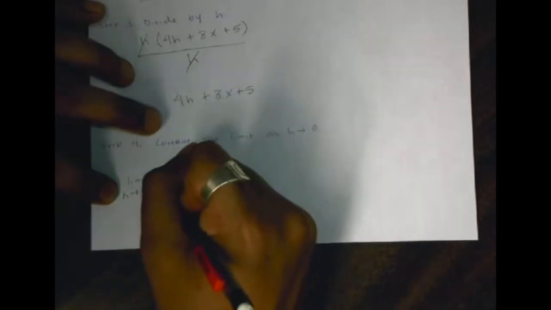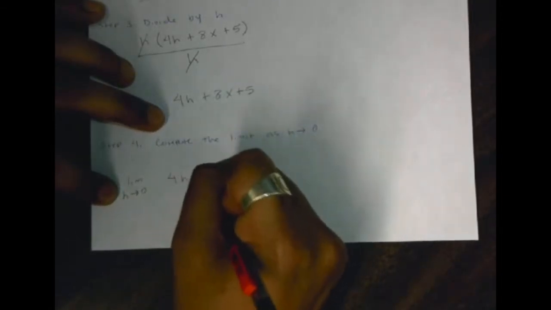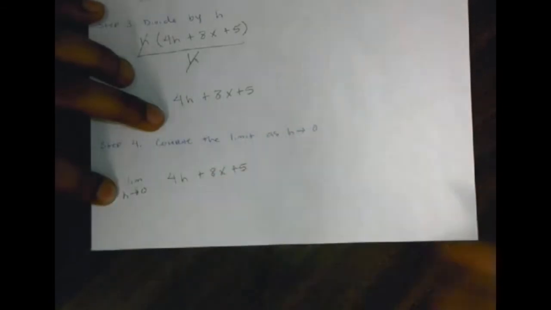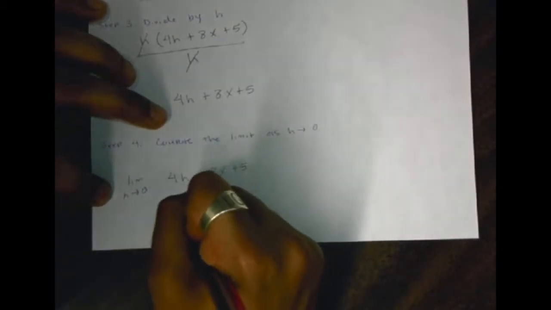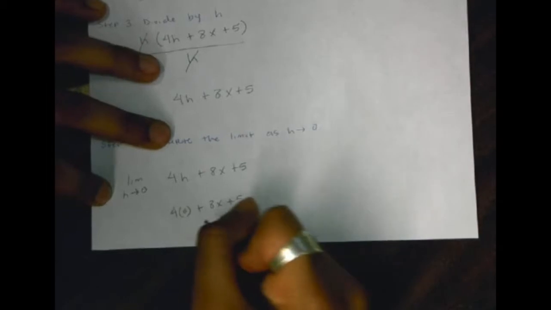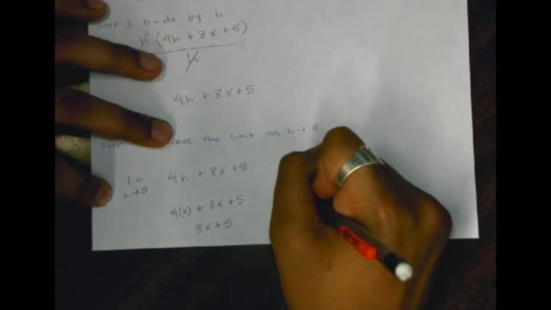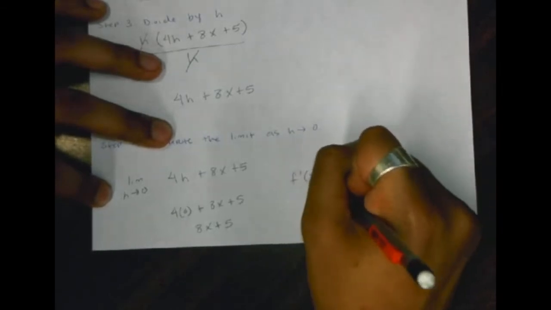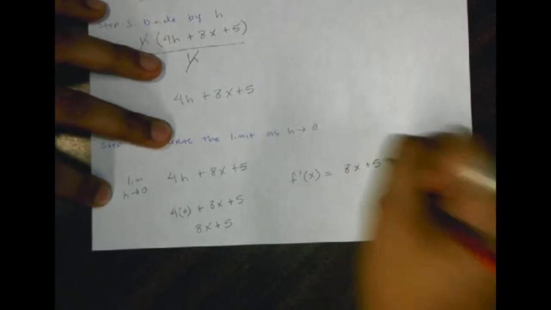So now I have one last thing to do. I have to apply the limit as h approaches 0 of 4h plus 8x plus 5. If I do that, I plug 0 in for h, and I get 4 times 0 plus 8x plus 5, and that leaves me with 8x plus 5. So what that tells me is that f prime of x is equal to 8x plus 5.